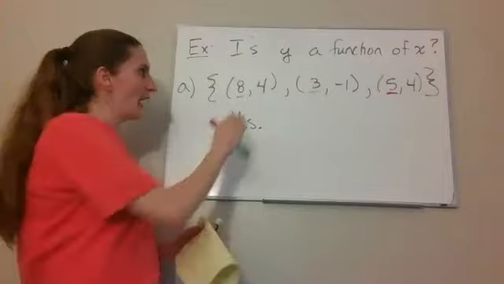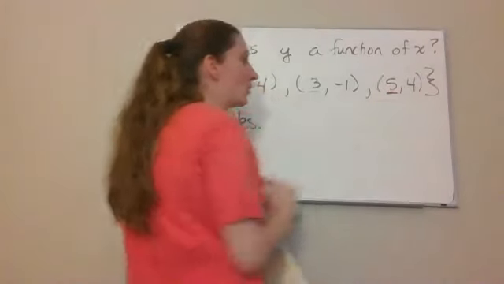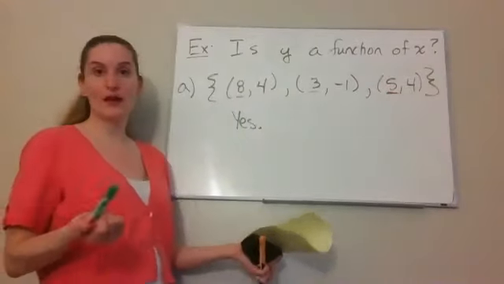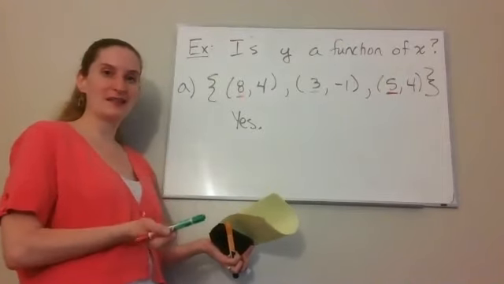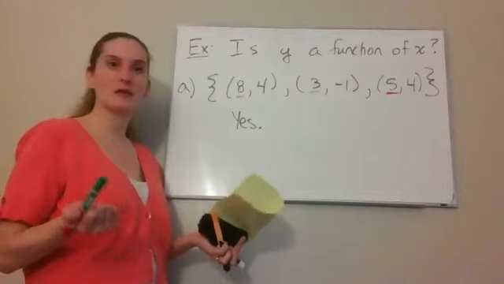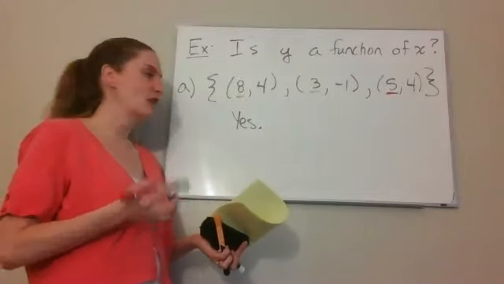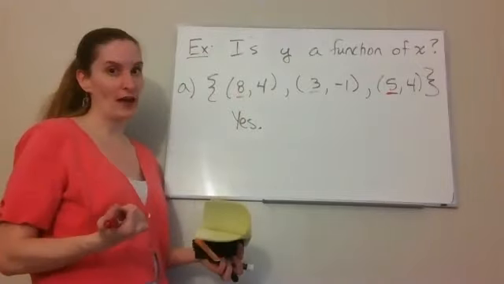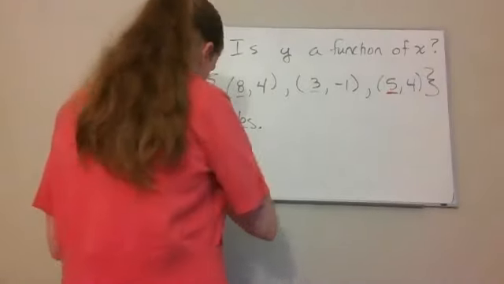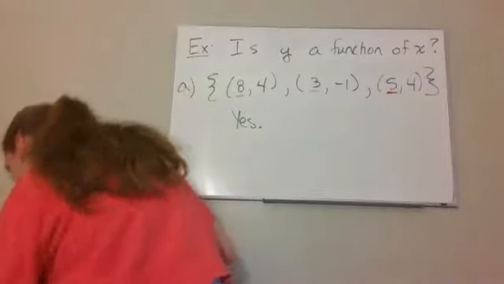It's okay that I have a 4 here and a 4 over there. That's perfectly fine. There's nothing preventing the same y value being assigned to multiple x values. If you have a function, it's just that each x value is only assigned one y value. Let's do another one.